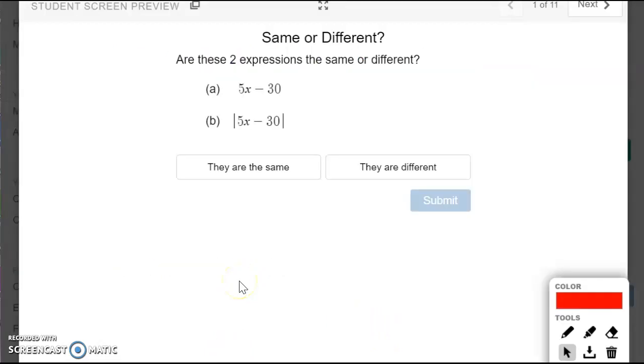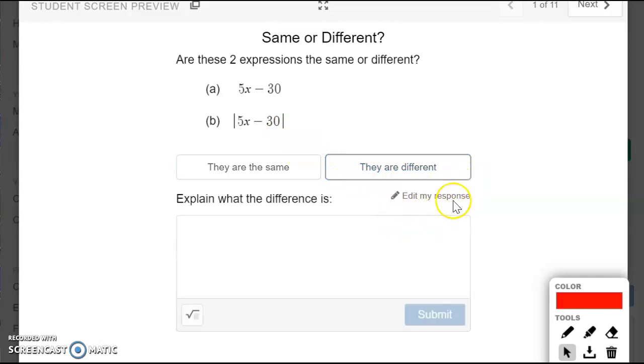First card, are these two expressions the same or different? 5x minus 30 and absolute value of 5x minus 30. Well, I can say that b has the absolute value function symbol to it, so I think it must be something different. But what is different? 5x minus 30 could be positive or negative. It could give positive or negative as your final answer. But with this, whatever the 5x minus 30 is, it's always going to give a positive final answer. So there is a difference there. So I'm going to say it's different, and then I'm going to explain my thinking there.